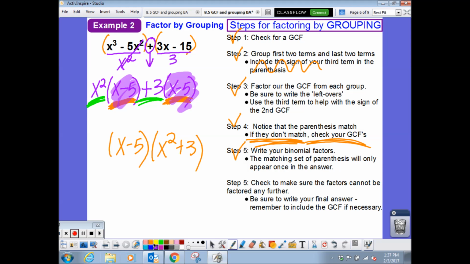And what we're going to see more next time is we're going to check to make sure the factors can't be factored any further. But we are going to do that more next time. You won't have to worry about that today.